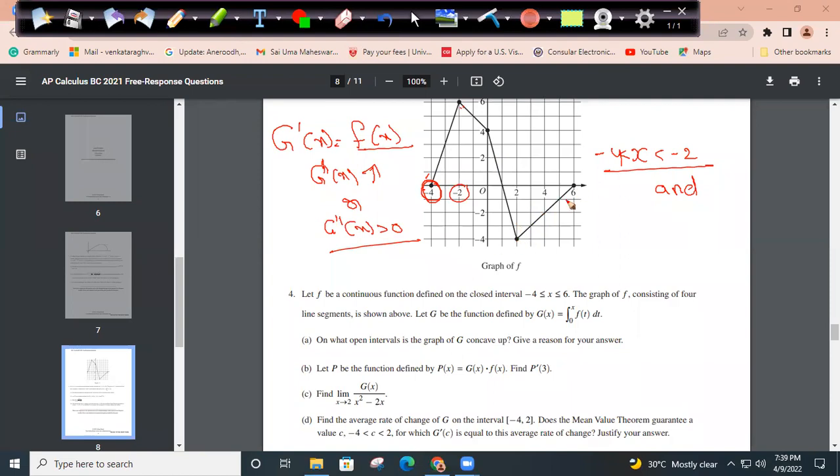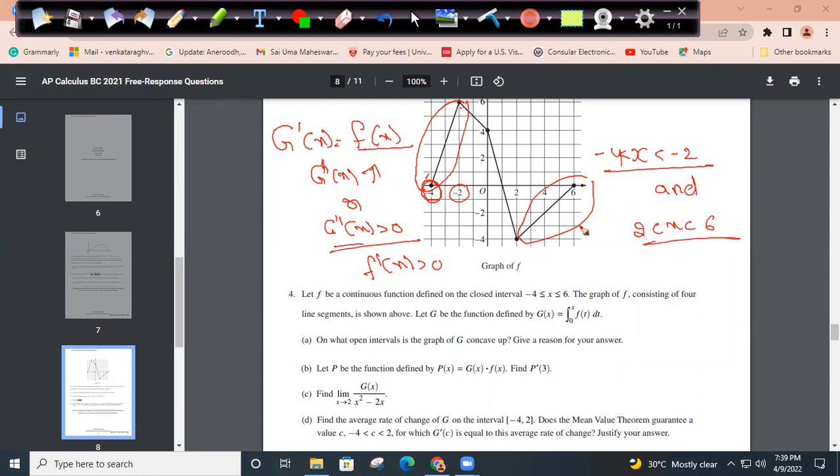If you are getting confused, increasing means you can just say g double dash x should be positive, means f dash x should be positive, means positive slope. So f dash x has positive slope here, and f dash x has positive slope here. Other way, simple way to understand. So between 2 to 6, but you need to write those words.